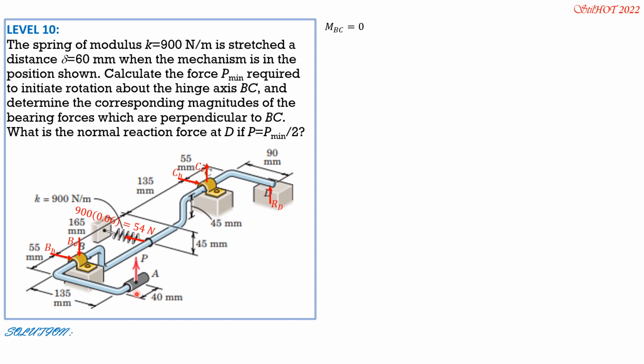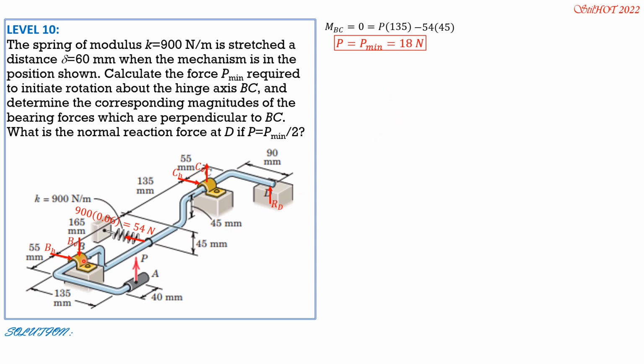Moment about BC equals 0, and therefore P is positive, 54 is negative. All these other forces are not involved, and remember RD is 0 in the first part. So it is equal to P times 135 minus 54 times 45. The 54 newtons is 45 mm below the plane of BC. So from there we can solve for P, which is equal to P minimum, and it is equal to 18 newtons.